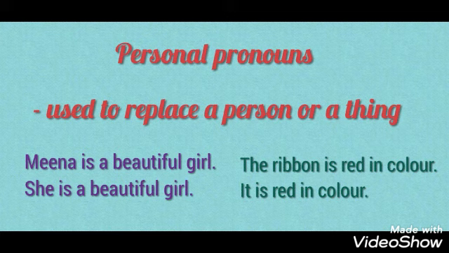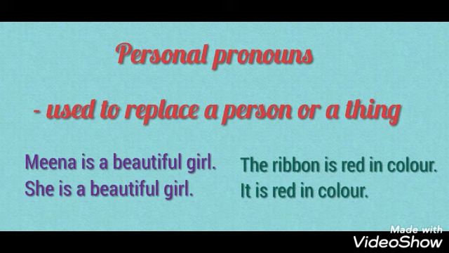Personal pronouns are used to replace a person or a thing. So what are personal pronouns? They are words used to replace a person or a thing. Let us look at the examples given. Let us look at the first set of sentences. First sentence, Meena is a beautiful girl. And the second sentence is, she is a beautiful girl.